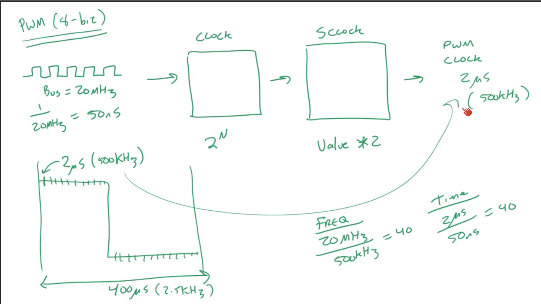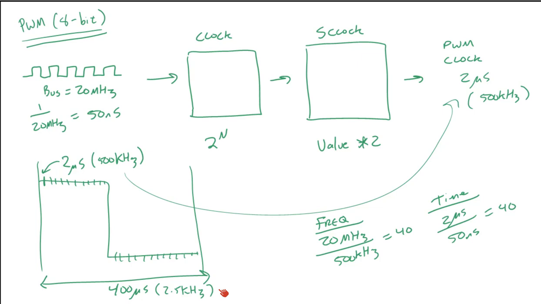And the clock for the PWM has to be derived from our bus clock, which is running at 20 megahertz if you've used your PLL code. That means each period of our bus clock is 50 nanoseconds. You can work this out in terms of time, or you can work this out in terms of frequency. It probably depends on how the original problem was presented to you, but it's not really critical. You can switch between the two to use whatever's easiest for you.